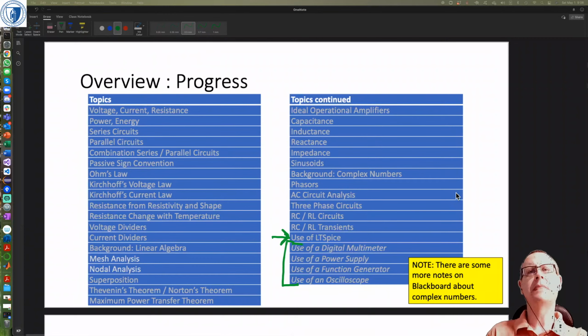As I said, we've covered most of the material, and that's the list of topics. The stuff we haven't covered is because of the lack of a physical lab. So using a multimeter, using a power supply, using a function generator.